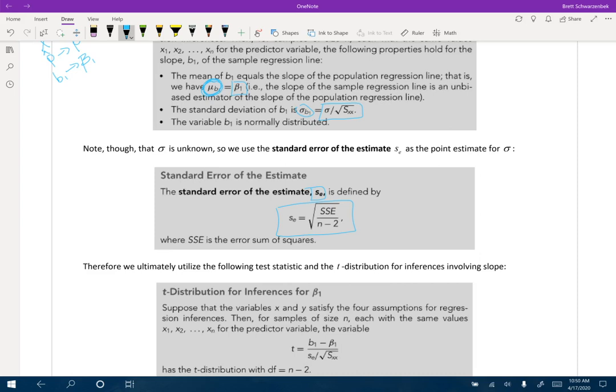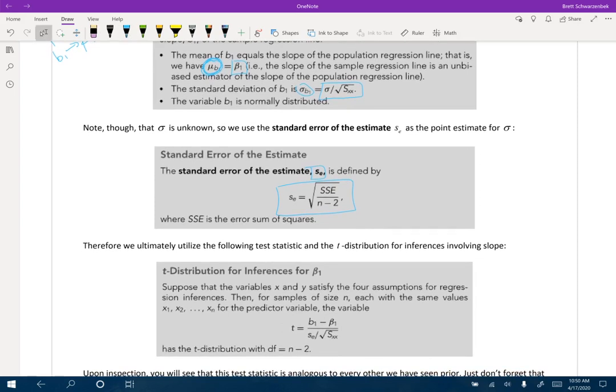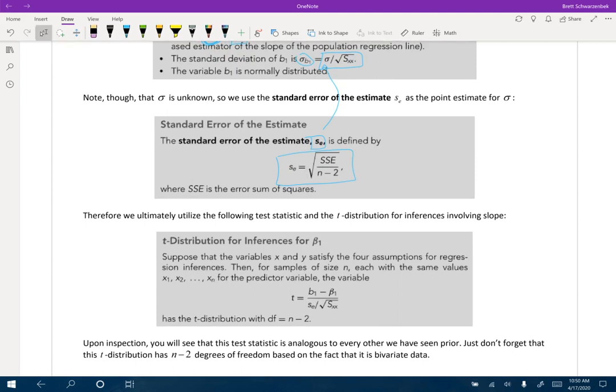Obviously this can be a little bit crazy in the beginning, as it always is when we're talking about these formulas. But basically, we're going to take SE and put it in for sigma when we do our calculations. The last thing is, how do we actually create our test statistic? Normally, it's x bar minus mu over sigma over root n.